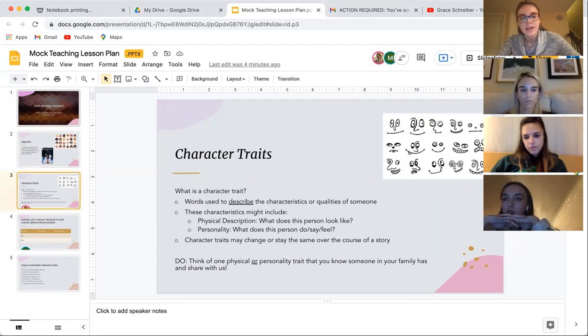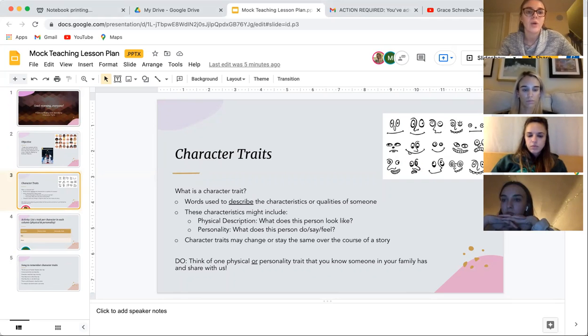So when we're talking about character traits, we first need to figure out what exactly are character traits. So these are words that are used to describe the characteristics or qualities that somebody has. So these characteristics might include their physical description, so what this person looks like, or their personality. So what does this person do or say or feel in certain situations maybe. Something really important to remember about character traits is that they can change over the course of the story, but they can also stay the same.